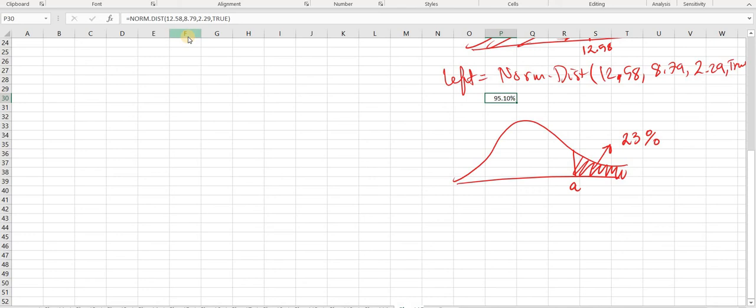If you're given the area and you need A, you can use the inverse function under one condition.